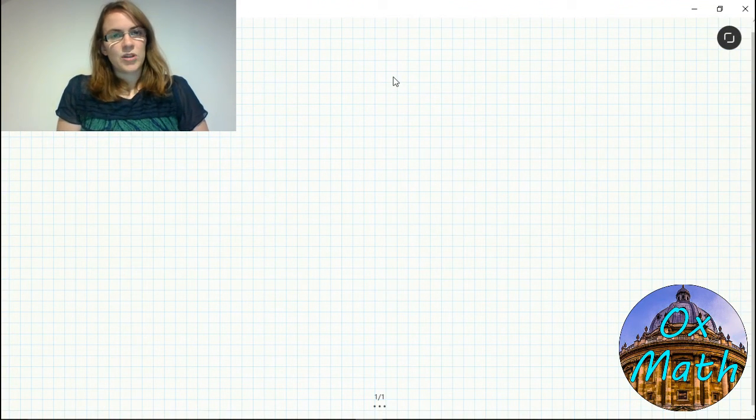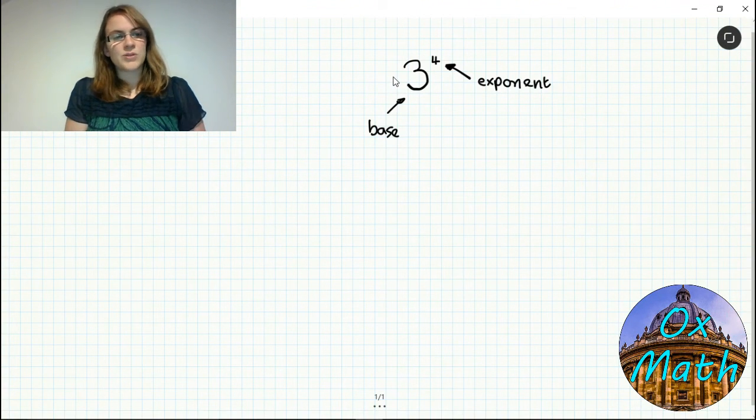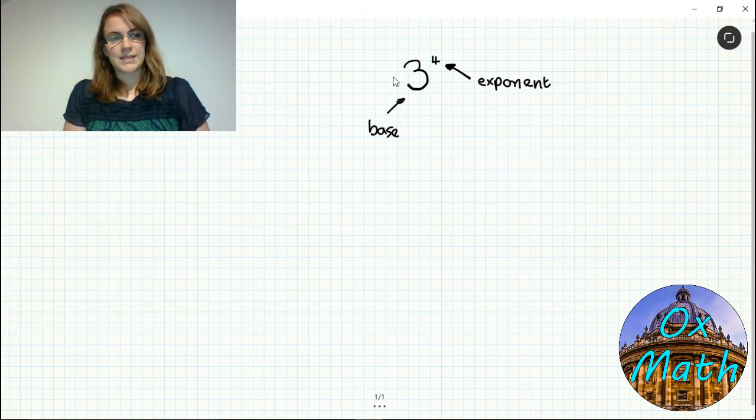Indices are a useful and succinct way of writing large numbers. They are written as a superscript, so for example, if we have 3 with a superscript 4 here, the 4 is actually the exponent or power or index, and 3 is called the base. I'm going to just call them powers from now on, but whenever I talk about power, I am also referring to what you might know as an index or an exponent. But whenever you write a power, it has to have a base. So the power is the small floating number, the superscript number, and the base is the large number.